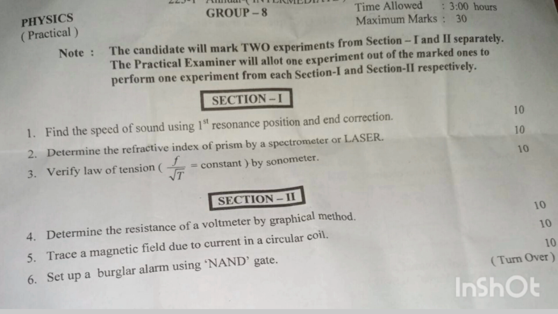Section number 2. Question number 4. Determine the resistance of a voltmeter by graphical method. Question number 5. Trace a magnetic field due to current in a circular coil. Question number 6. Set up a burglar alarm using NAND gate.